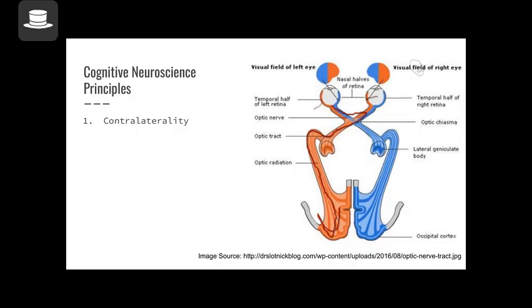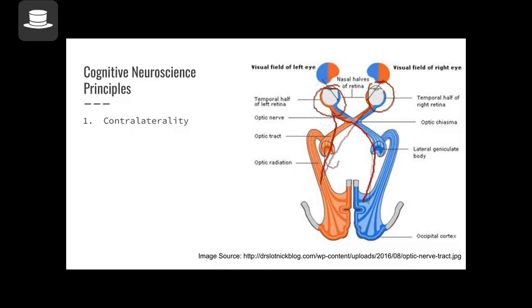Similarly, the blue information on the left side is going to both the left eye and right eye, but eventually it's going to the right hemisphere. In other words, there is contralaterality in vision also, but the contralaterality is not at the level of the eye. It does not suggest that the information from the left eye is going to the right hemisphere and the right eye is going to the left hemisphere. No, information from both the eyes goes to both the hemispheres.